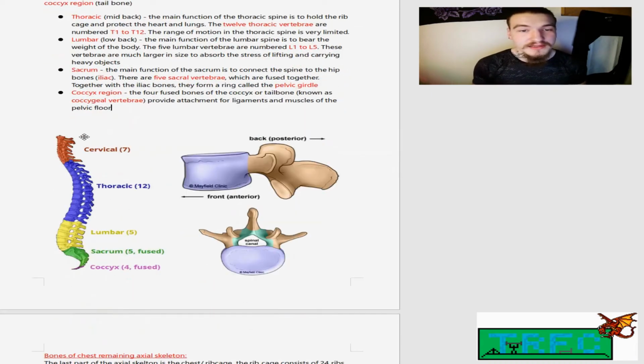As you can see here by this little diagram, you've got the neck here, which is your cervical, you've got the mid-spine, which is your thoracic, you've got your lumbar lower spine, sacrum right here, and then this tiny bit here is your coccyx. And if you look on the other side here, we've just got another diagram of your vertebrae.